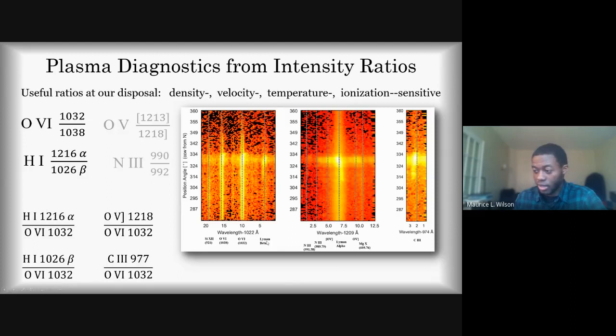We tried to use oxygen 5, which is famous for being a great density diagnostic. There's a forbidden line and there's an intersystem line. And we couldn't use it because at higher heights, the CME was just too faint with the forbidden line. We couldn't really detect it, so we couldn't use the ratio. Nitrogen 3 can be a useful density diagnostic as well, but both of these lines, 990 angstroms and 992, were too faint as well. So we couldn't use that as a helpful diagnostic.